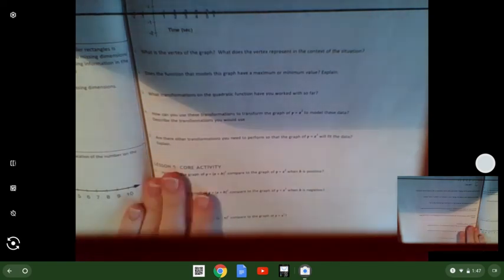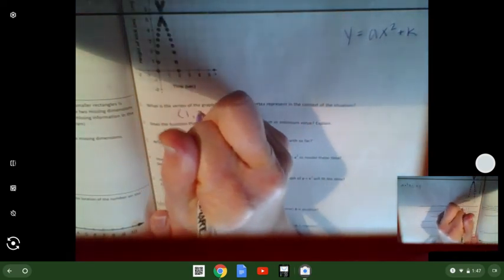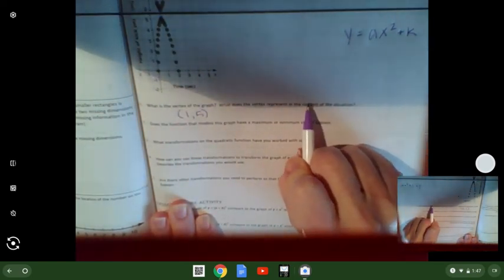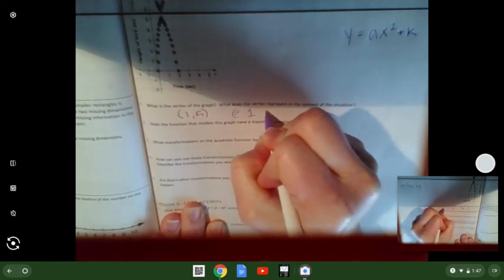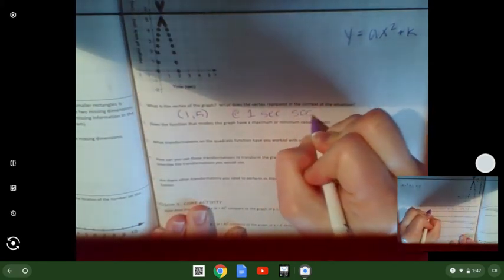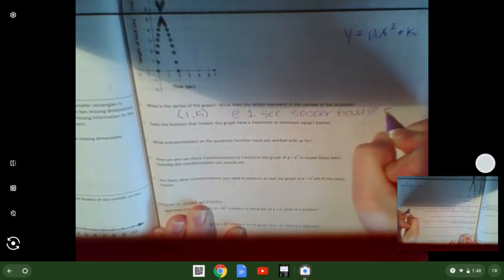Okay, now that you've answered 1 through 5, where's the vertex of the graph? Well, that vertex is that turning point, and I would approximate these coordinates to be (1, 5). And in the context of the situation, meaning use the labels, what does this mean? Well, 1 is my x value, which is time, so at 1 second, and our y value is height in meters. The soccer ball is at 5 meters.